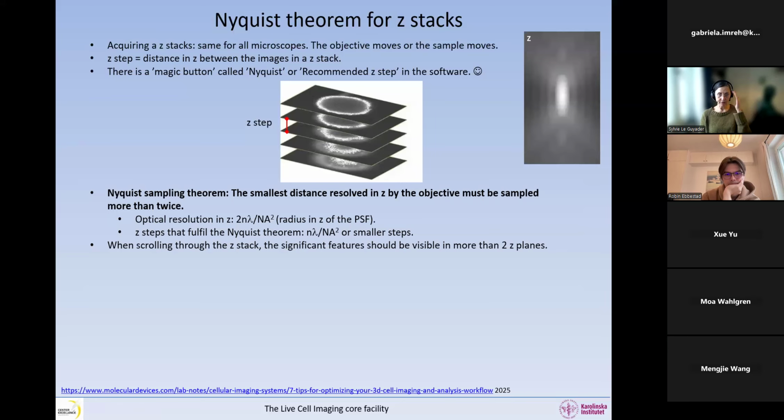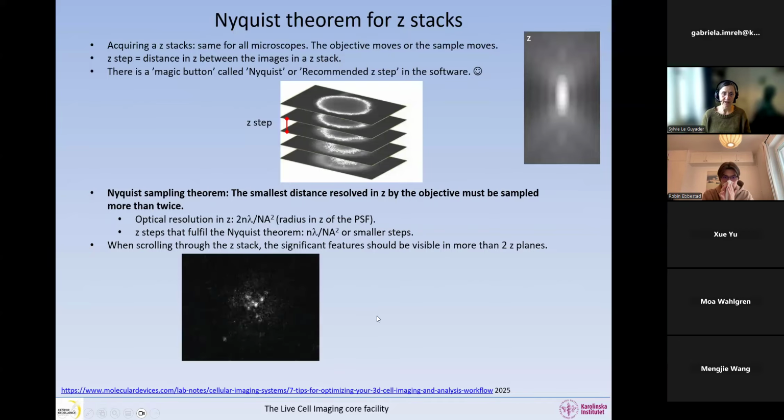So when scrolling through a Z stack, how do we choose the Z step that works for us? We have to think, related to the scientific question, what is the significant feature in my image that I want to record reliably? This feature should be visible in more than 2 Z planes for you to sample correctly.